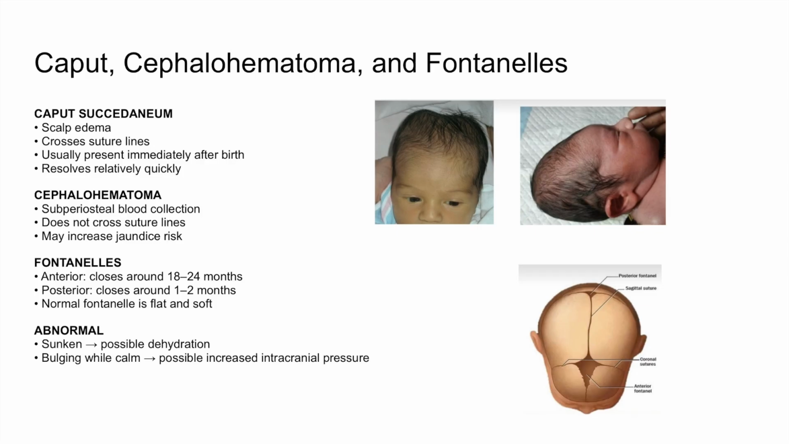Don't confuse either finding with subgaleal hemorrhage, a potentially life-threatening collection that crosses sutures and may cause diffuse expanding swelling, pallor, tachycardia, and shock. Fontanelles provide another clinical window. A normal fontanelle is soft and relatively flat. A sunken fontanelle may support dehydration, while persistent bulging in a calm, upright infant raises concern for increased intracranial pressure.